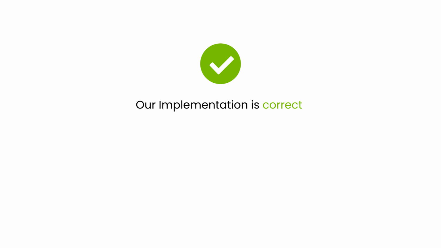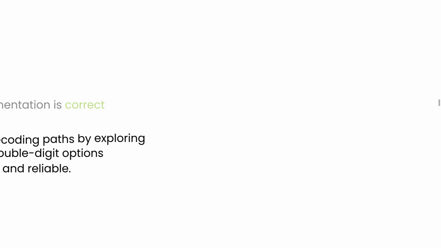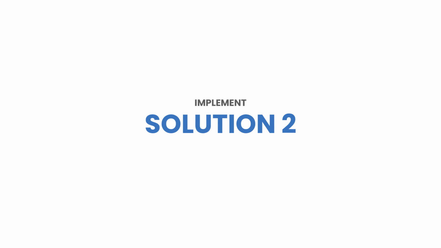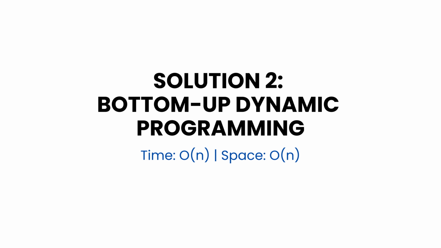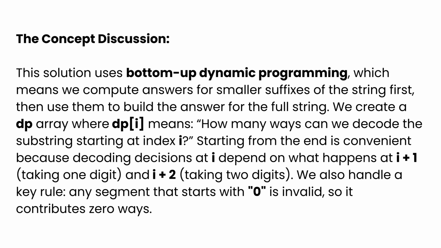Wrap up. So, our implementation is correct. The algorithm successfully counts all valid decoding paths by exploring single-digit and double-digit options. Efficient, accurate, and reliable. Let's try to implement it using solution 2. Time complexity is O(n). Space complexity is O(n). This solution uses bottom-up dynamic programming.